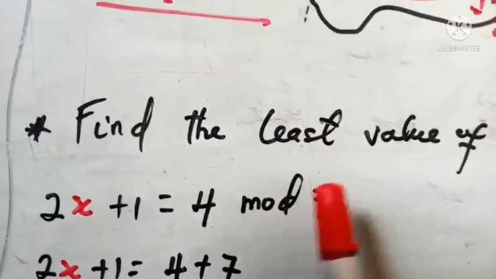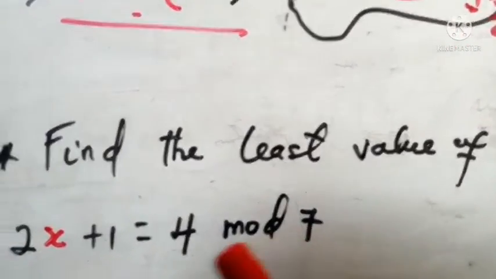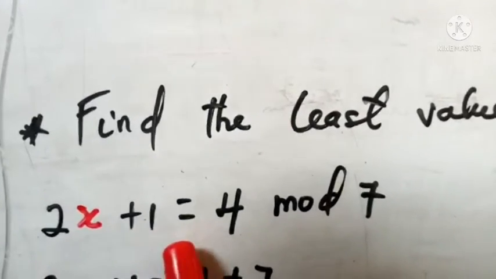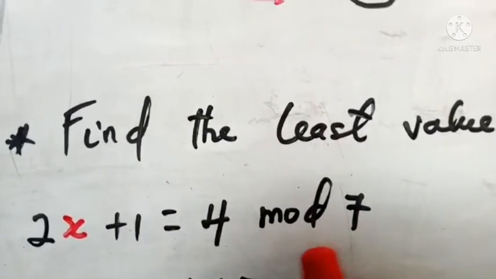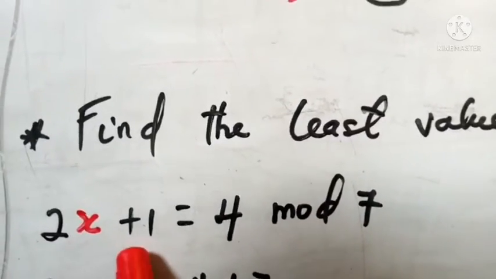Now they say you find the least, meaning that we are going to find the smallest, right? So how do you do that? We are having 2x plus 1 is equal to 4 mode 7. So what this means is that this is the number that the person brought, this is the amount that the person brought to our community.